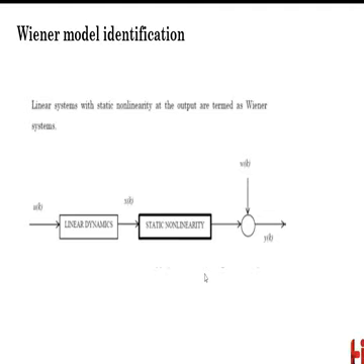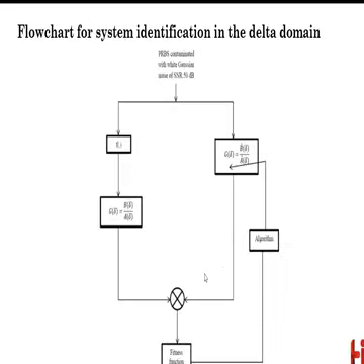If we have the Wiener model, then definitely the static nonlinearity is at the output side. So just the shifting of positions of the static nonlinearity block will have an impact on determining which type of model we are considering for identifying or parameter estimation of the system. So this is a basic flow diagram that we have taken.